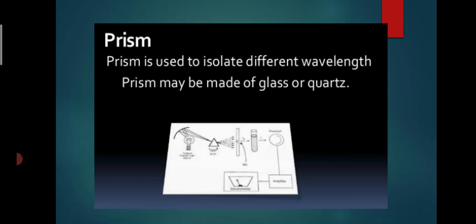Next we go for what is a prism. Prism is used to isolate the different wavelengths. Prism may be made of glass or quartz. It is used to split the light rays from the light source.